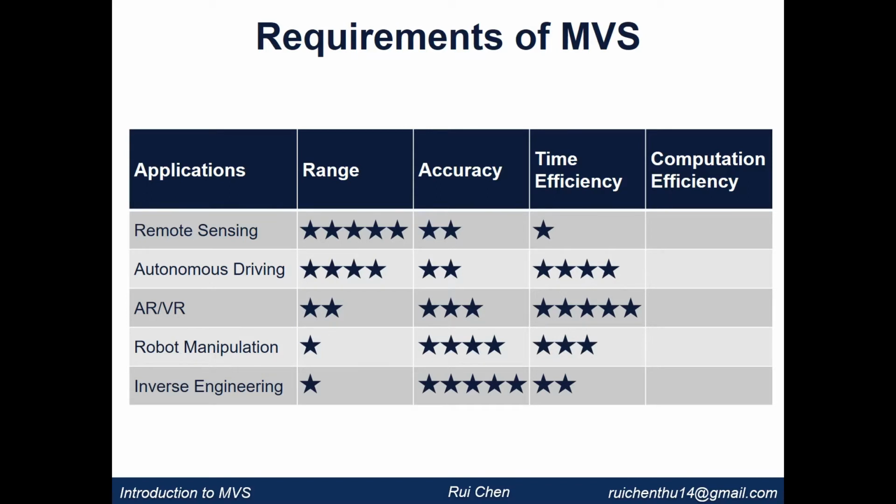For time efficiency, AR and VR require real-time reconstruction of the target scene, like 60 FPS, while remote sensing and inverse engineering could be done offline, so it doesn't matter if it takes hours to reconstruct the shape. For computation efficiency, AR and VR are usually performed on mobile devices like phones and tablets, while remote sensing and inverse engineering could be performed on PCs with powerful CPUs and GPUs.